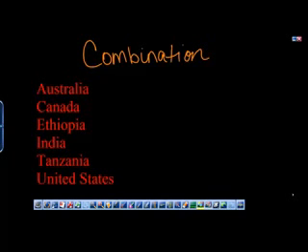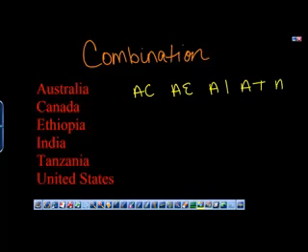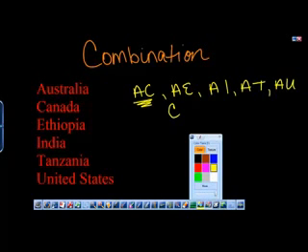So, using the first letters of each one, let's see how we compare them. Australia and Canada together, Australia and Ethiopia, Australia and India, Australia and Tanzania, and Australia and the US. So here's all the possible combinations just with Australia. Then Canada, we already paired it with Australia up here. Since order doesn't matter, we don't want to count it again.